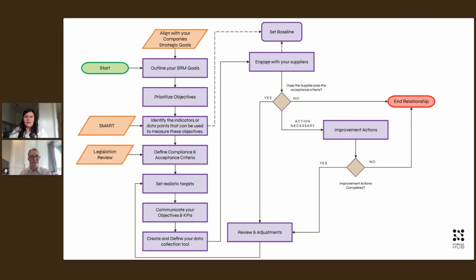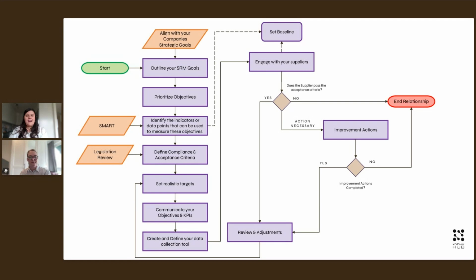After that, you need to define how you're going to collect all that data and start engaging with your suppliers, right? If you already had some data before, you can start doing the baseline. Until here is what you experience during the onboarding as well, and is what you define of what your plans are for your suppliers.